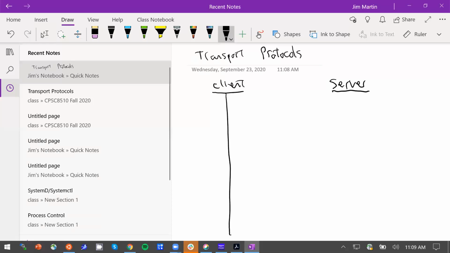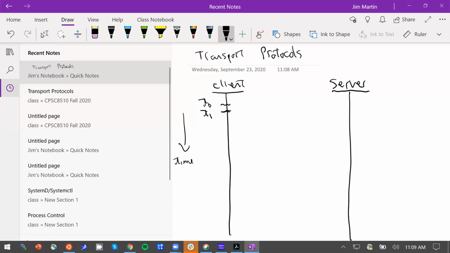Let's draw a time dimension. So time is going down. We'll say this is time t0. And let's say that time t1 is related. T0 is the time when the first bit of the frame that the client is sending.